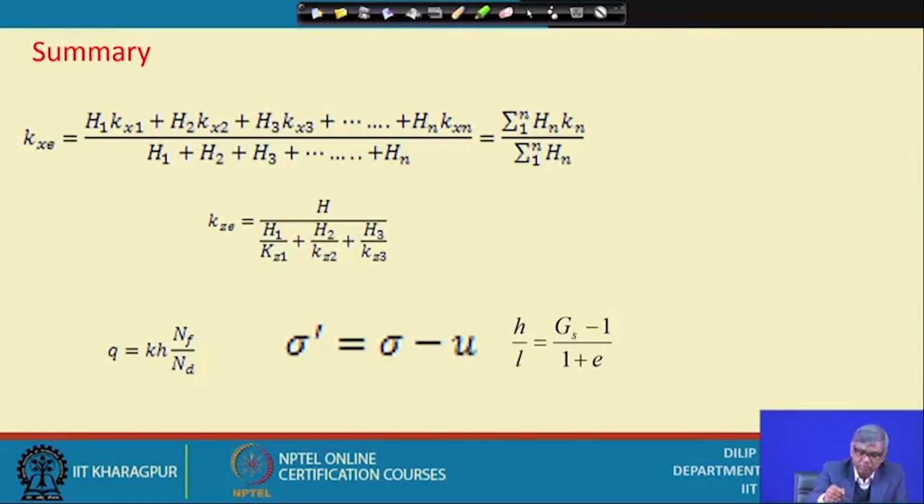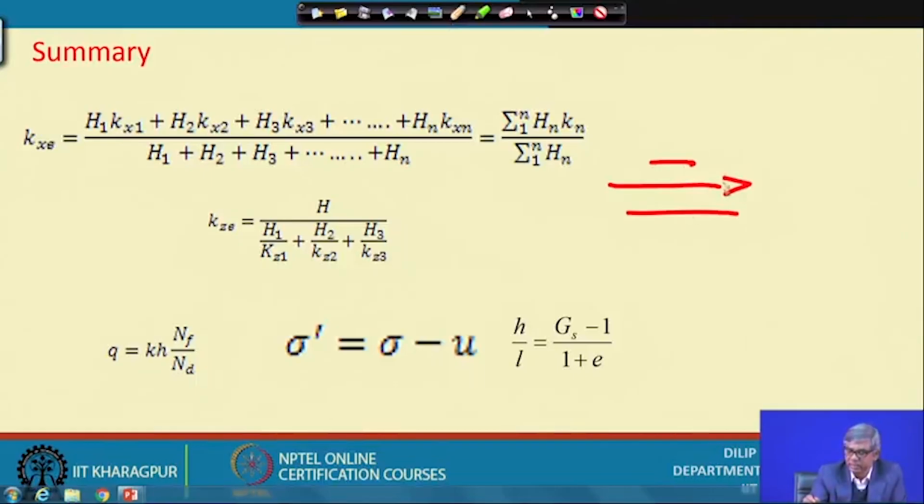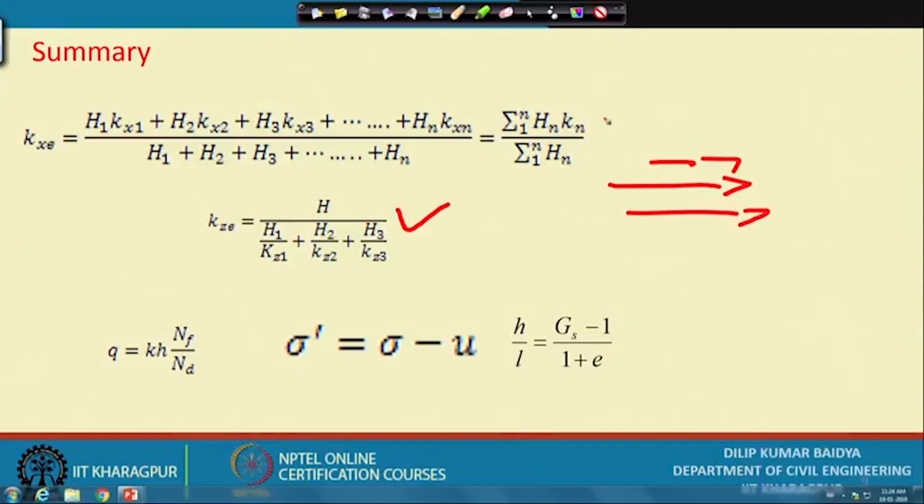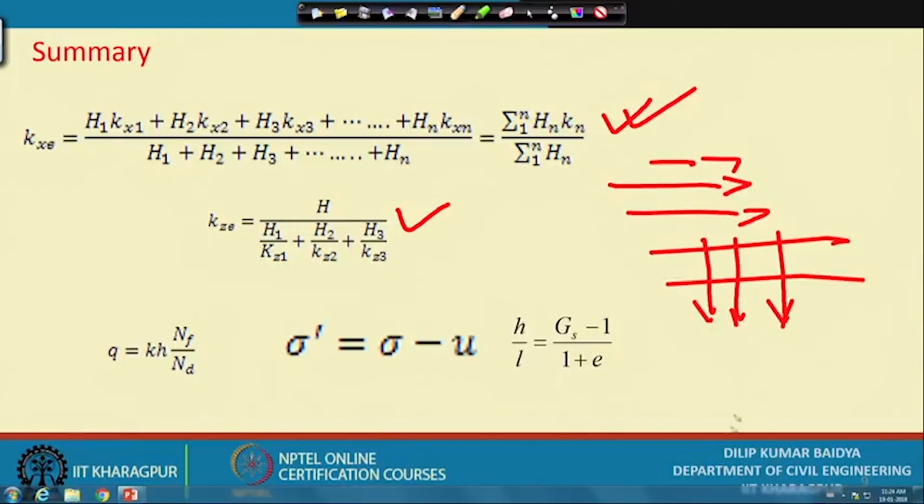If the flow takes place parallel to the planes, like this, then the equivalent permeability can be obtained from this equation. When flow takes place perpendicular to the layering, that means layers are in this direction and flow is taking place in this direction, then we can find the equivalent permeability from this equation.